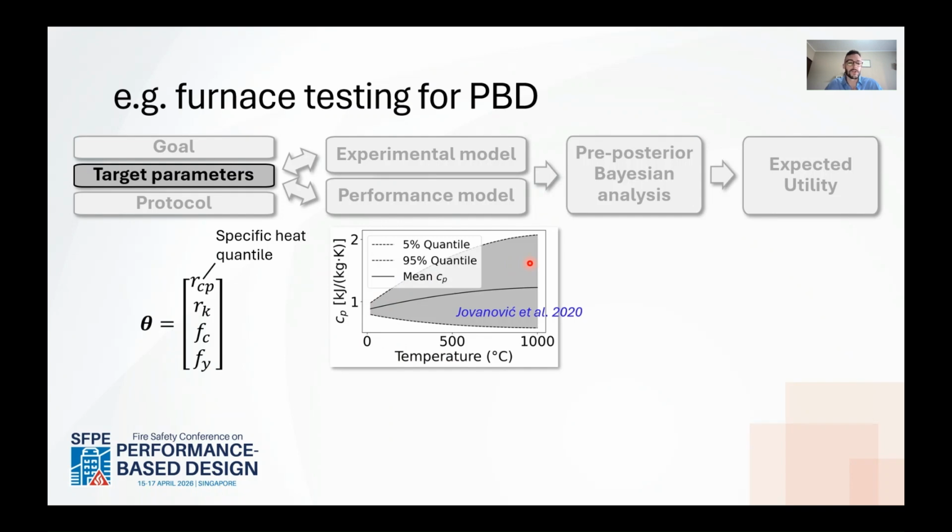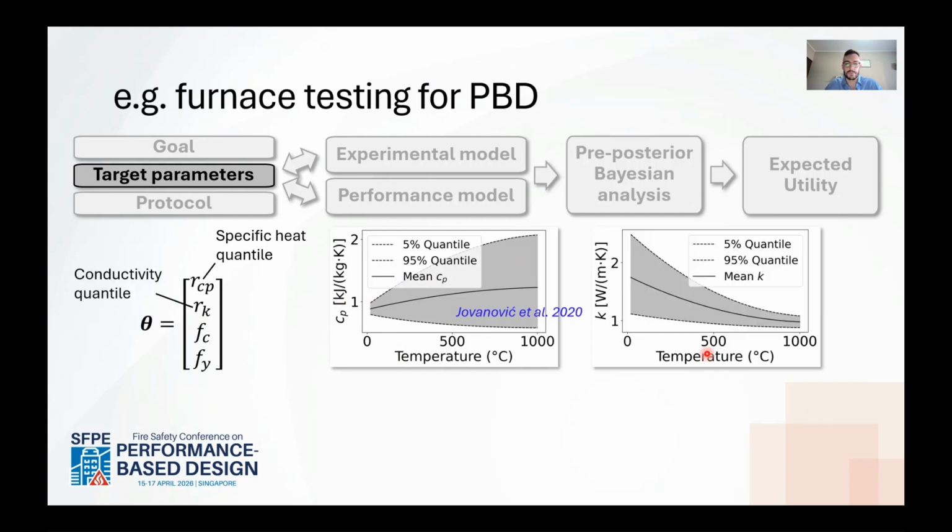Then we do the same for the conductivity. Again, this is the probabilistic model of conductivity as a function of temperature. And then we have the strength of concrete and the yielding strength of steel.